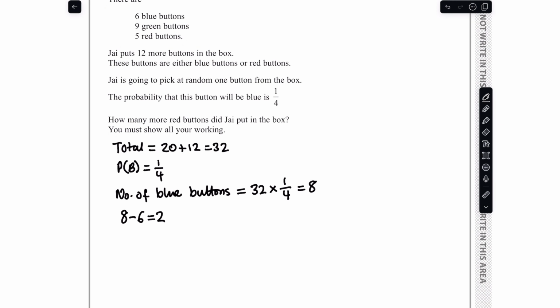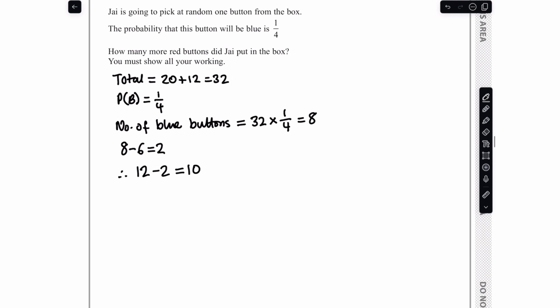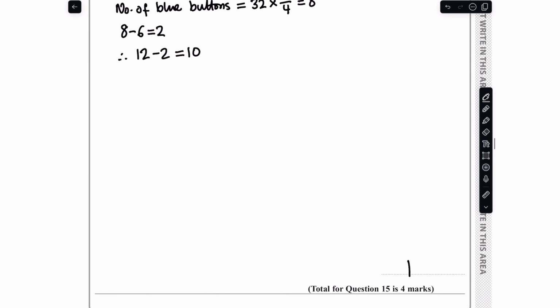So that means 2 out of the 12 additional buttons that were added to the box are blue. Therefore, 12 minus 2 equals 10. And this value of 10 represents the number of additional red buttons that were added to the box. So your final answer for question 15 is 10.